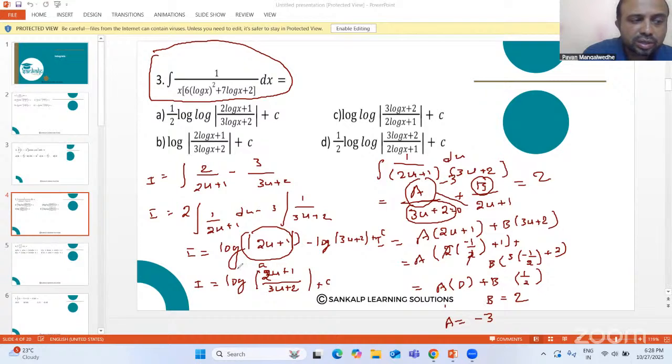So substituting u is equal to log x, wherever u is there, we get I is equal to log of mod of 2 log x plus 1 upon 3 log x plus 2 plus c, which is option B. This is the correct final answer.